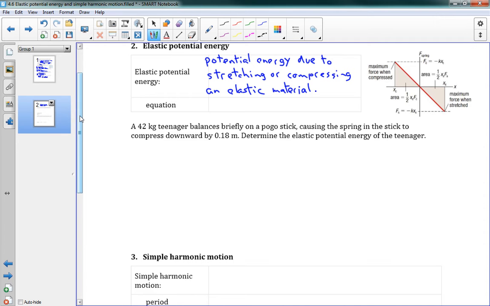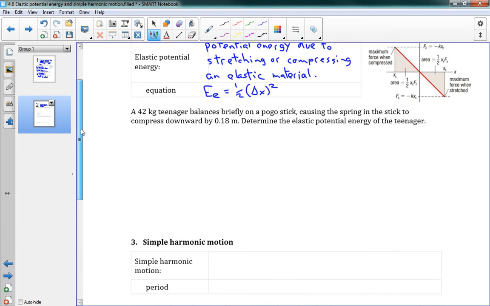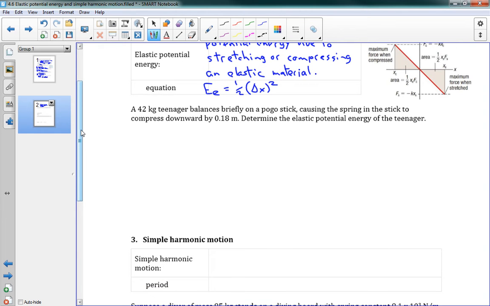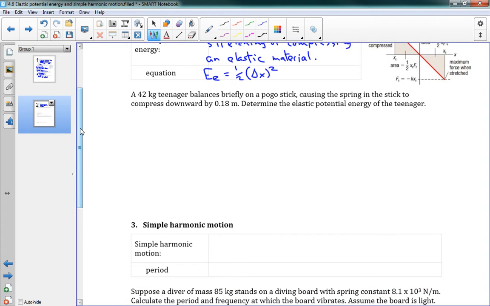Okay, we have an equation for the elastic energy, so EE is equal to 1/2 (delta x) squared. Okay, and I've put that delta x in brackets, so it's clear that we're squaring the delta x. And maybe that looks a bit like 1/2 mv squared. I don't know, it's a bit related. So we've got a problem here. A 42 kilogram teenager balances briefly on a pogo stick, causing the spring in the stick to compress downward by 0.18 meters. Determine the elastic potential energy of the teenager.